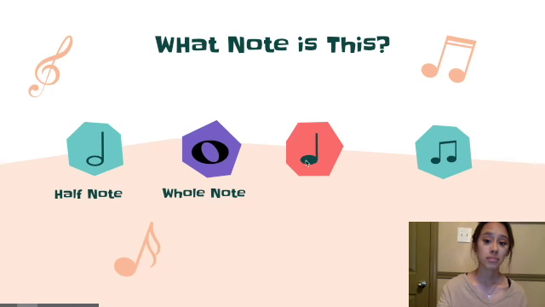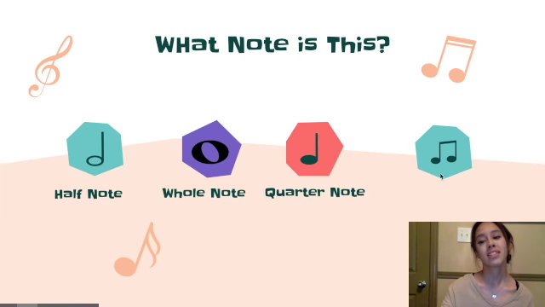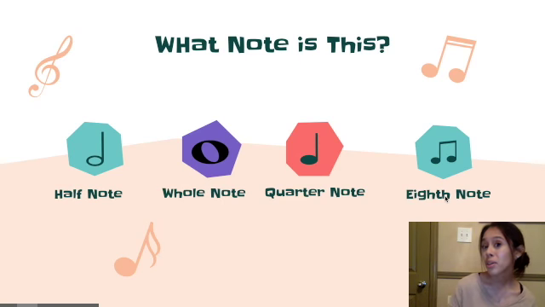Now this one kind of looks like the half note too, but this time it's filled in. What's the filled in one called? If you said a quarter note, you're correct. All right, so this next one, we didn't spend too much time on it. Let's see if you remember what it's called. What is this one called? If you said an eighth note, you are correct.